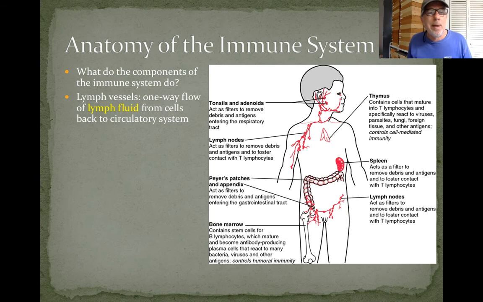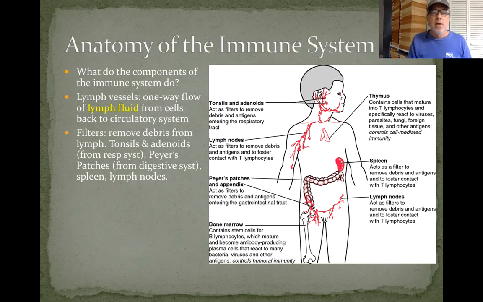The first thing I want to talk about are the lymph vessels, or the lymphatic system, which are these vessels that run throughout your entire body, and they're a one-way circulatory system in a sense, in that they take lymph fluid, which is interstitial fluid, and they move it from the cells back to the circulatory system and clean it along the way. There are filters all along the way that do the cleaning.